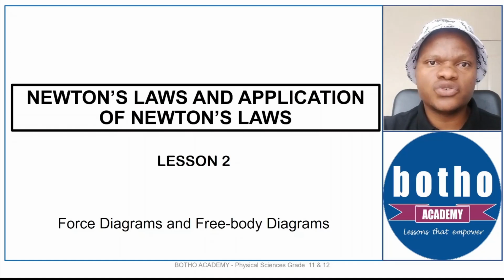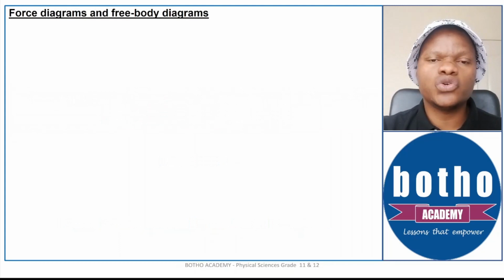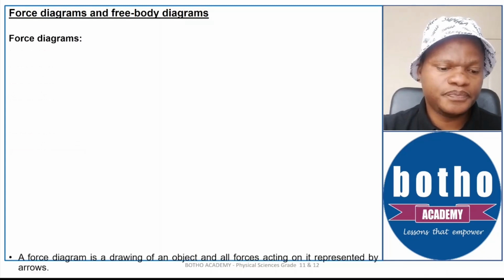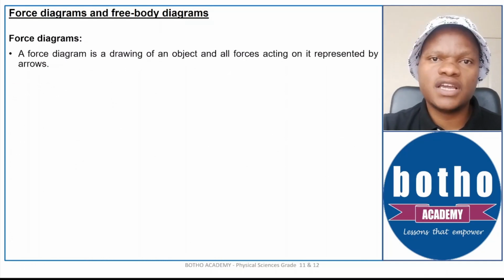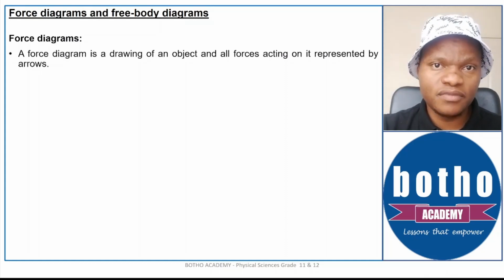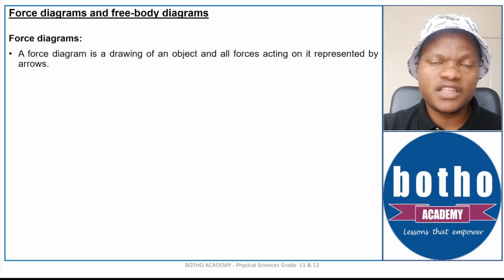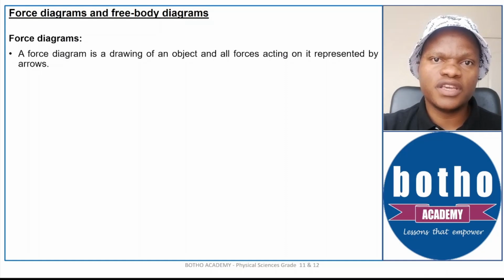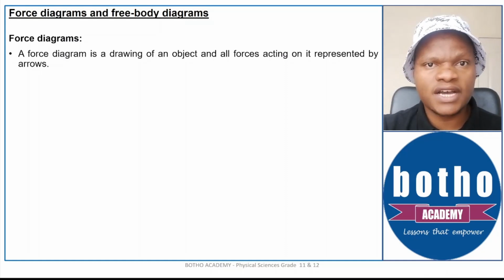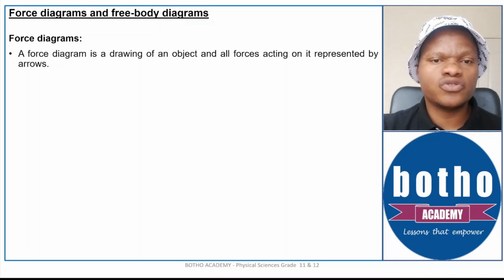Now let's get straight into the two diagrams. The first one that we're going to look at is what is referred to as the force diagram. A force diagram is a drawing of an object and all the forces acting on it represented by arrows. In a force diagram, you draw the diagram representing the object. If it's a car, you draw the car, or you draw a box if it is a box that you are looking at. If your object of interest is a tree, then you draw a tree, and then you represent all the forces acting on the tree or the car or the box with arrows.